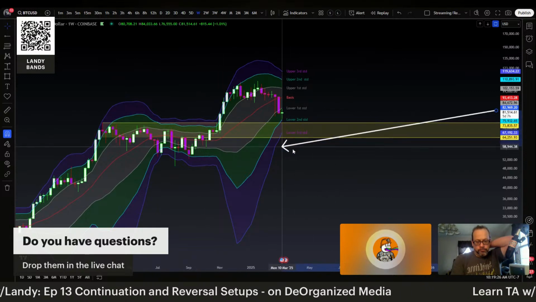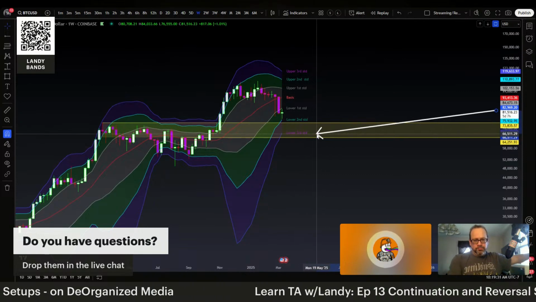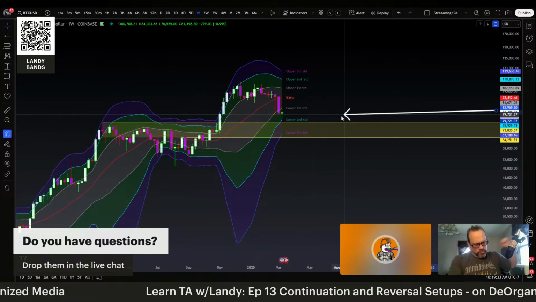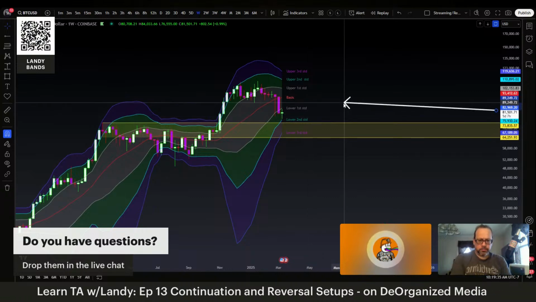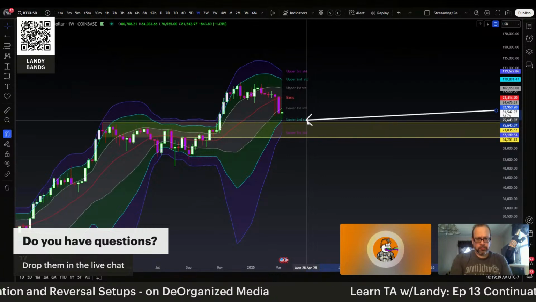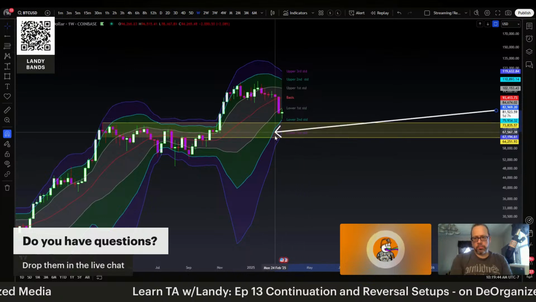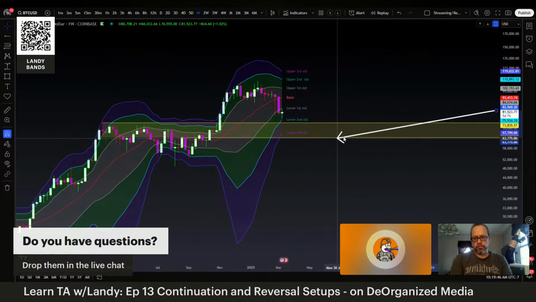So we have a lot of important areas in here that could get retested. We don't know yet, right? And any closes below the lower second, if this candle turns red, it's going to be around $75,000 by this lower second for this week, would be expansion into an area of support. So this would be our area of interest for support.